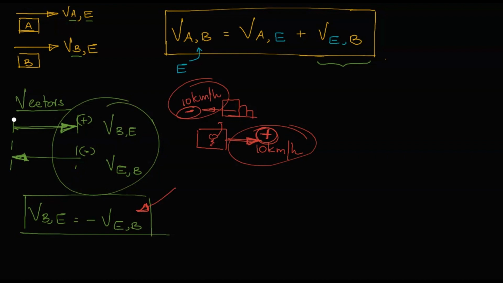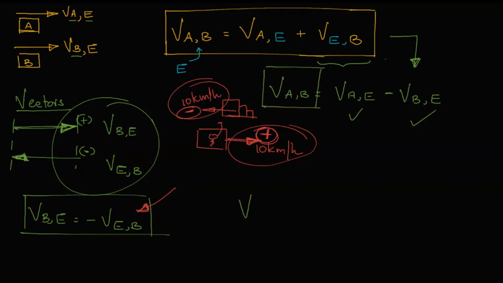So this VEB, I can write as negative VBE. My VAB, which is the velocity of A with respect to B, is the velocity of A with respect to the Earth minus the velocity of B with respect to the Earth. Now that I have converted this to this equation, I know what VAE is and I know what VBE is. So I can find the relative velocity of A with respect to B, or you can even find the velocity of B with respect to A.